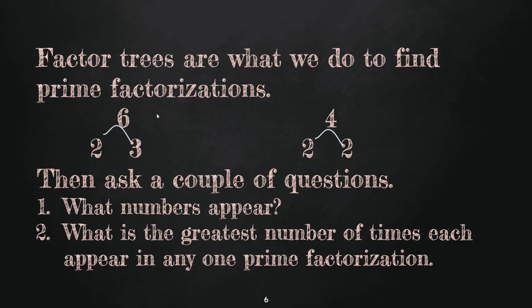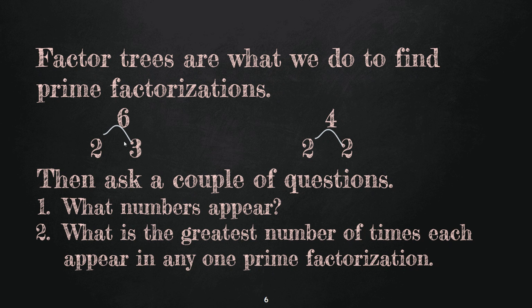You can also use prime factorization to find least common multiples. Same two numbers, a 6 and a 4. Here's my prime factorization for 6. Here's my prime factorization for 4. And then you ask two important questions. First of all, what numbers appear in the prime factorizations? 2s and 3s.